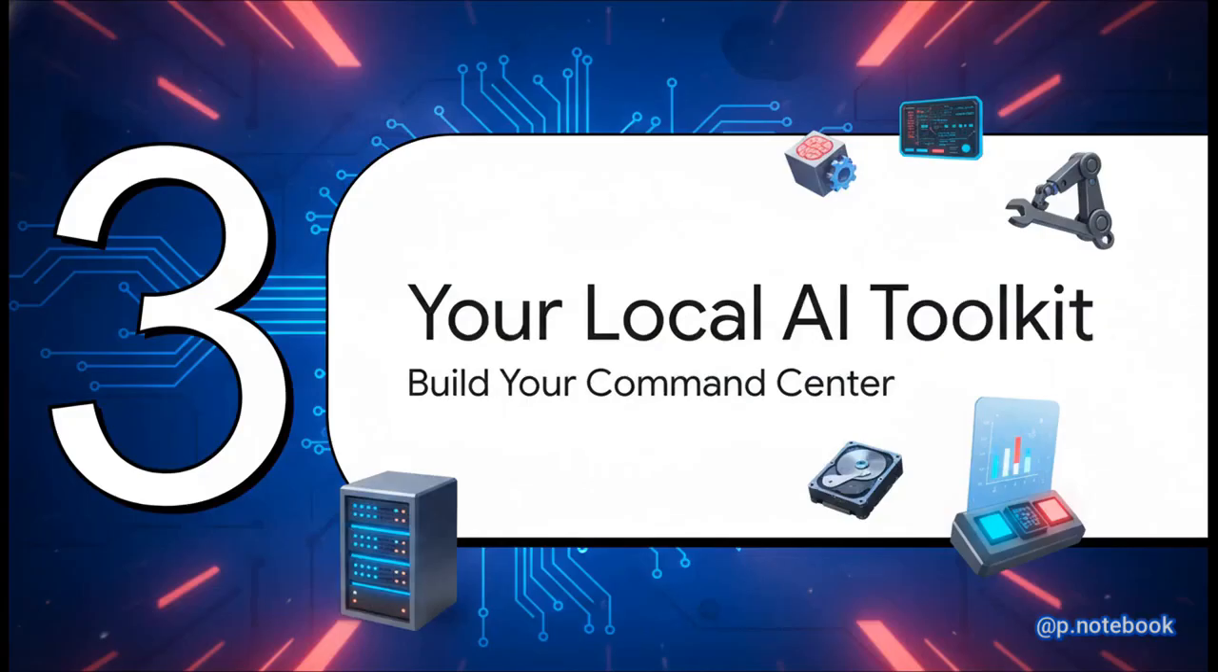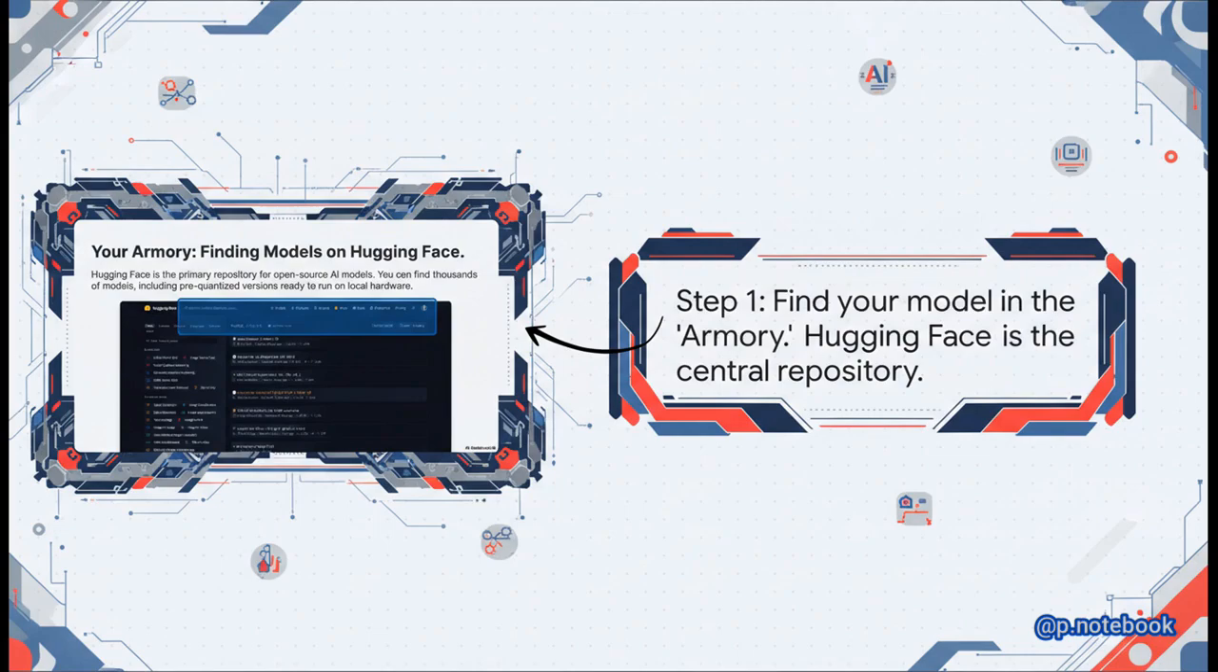Okay, so now we know the problem is size, and we know the solution is quantization. So now we get to the fun part. Let's actually assemble the toolkit you need to build your own local AI command center. Step 1, you've got to find your model. And for that, we go to the Armory, Hugging Face. This website is pretty much the main hub. It's the grand central station for the entire open source AI community. You can find thousands and thousands of models right here, all ready to go.